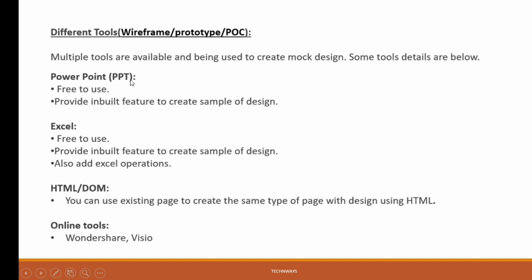so one way is creating a wireframe through the PPT, one way is creating a wireframe through the Excel, and the third way is creating the wireframe or prototype through the HTML. So that is also a good way. If we have something already developed in our application, and we need some small changes in our application, we can do that through the HTML.